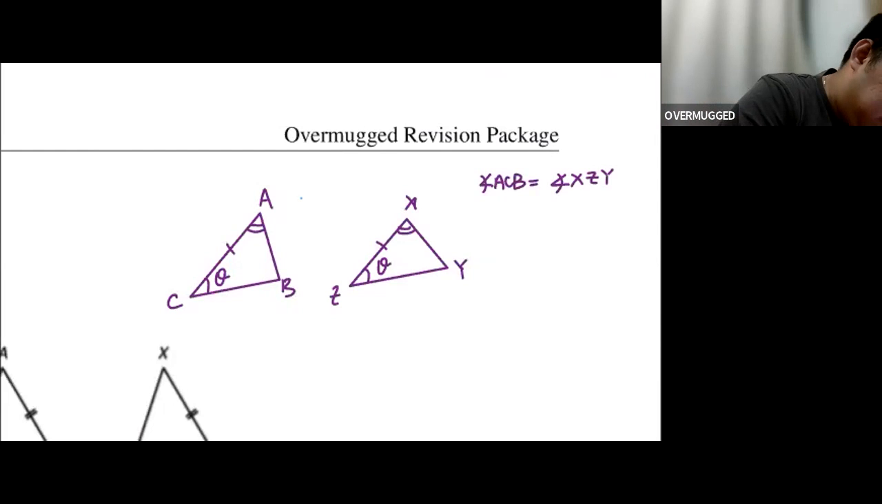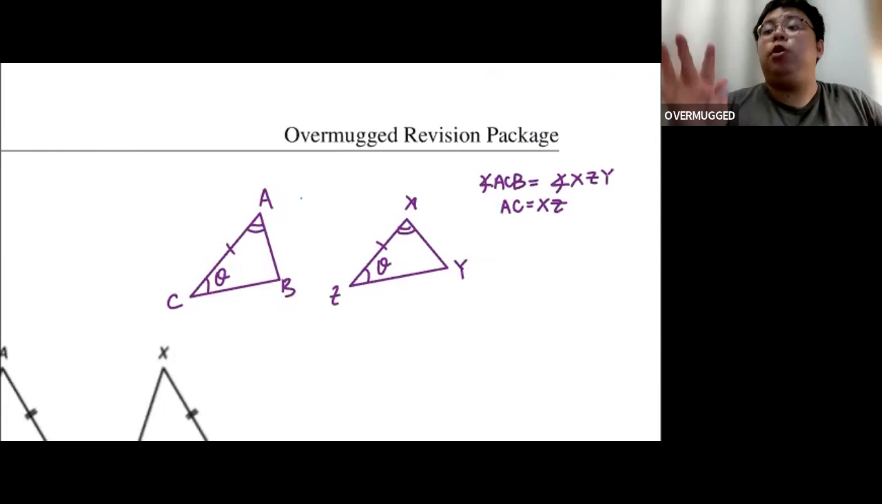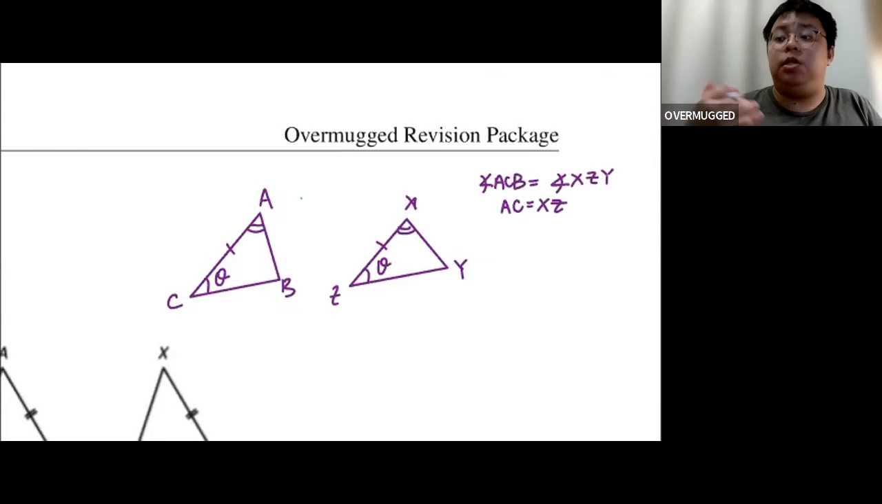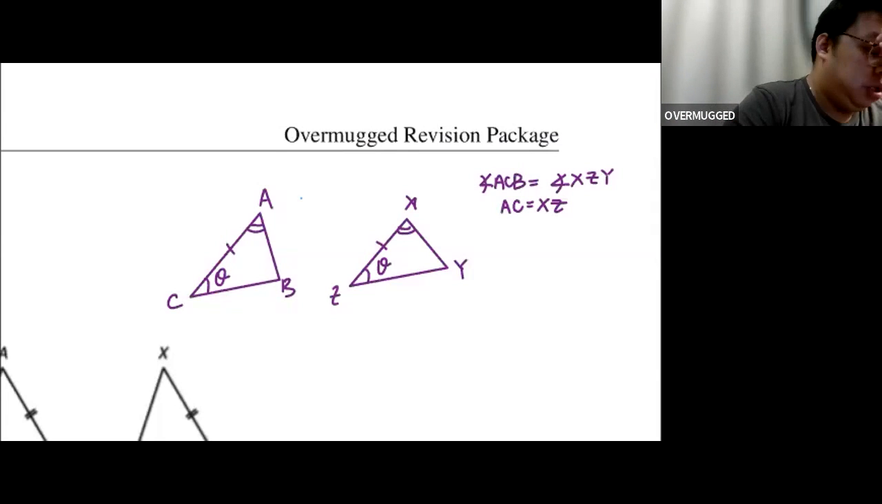Same thing for your length. For example, AC equals XZ. Everything is in the same direction. Anytime you go and write AC equals ZX, that is wrong, because everything must go in the same direction. So this is very important. Okay, please remember this concept here.